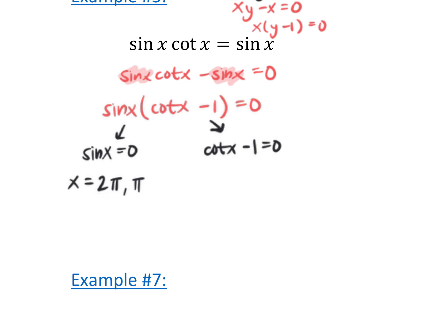2 pi, remember if you think back to the very beginning, that interval is from 0 to 2 pi, but we're not including 2 pi. So instead of writing 2 pi, what should I write? 0. So our two answers would be 0 and pi. Okay.